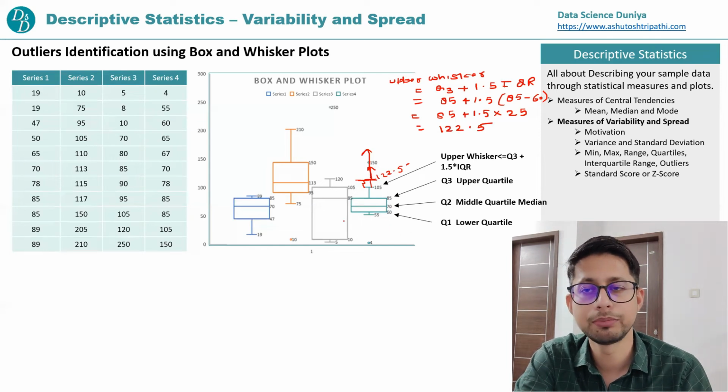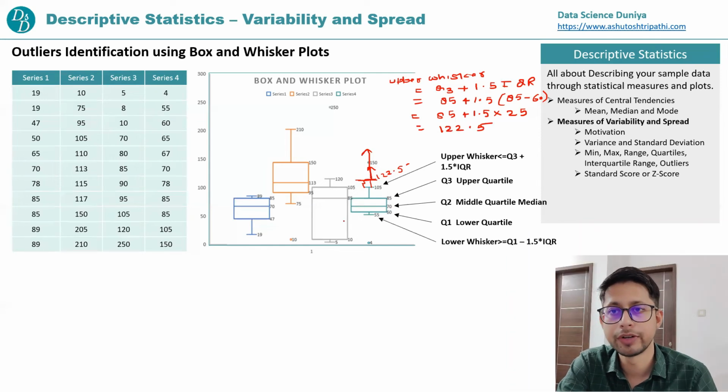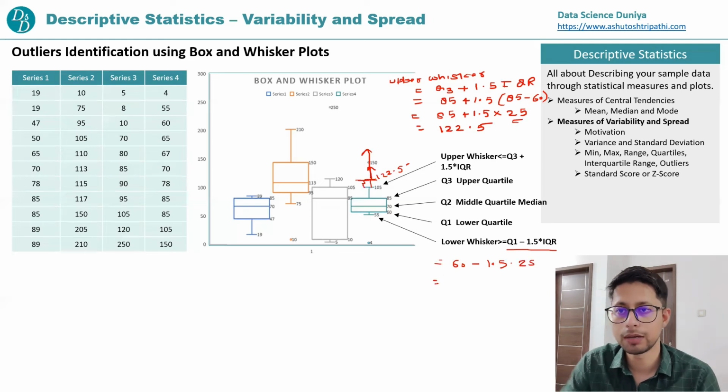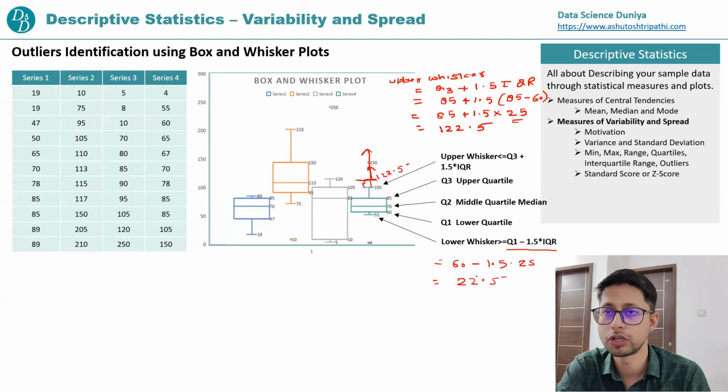Now let's focus on the below side. This 55 is the lower whisker. How do you calculate it? Q1 minus 1.5 times IQR. So let's calculate. What is Q1? Q1 is 60 minus 1.5 times IQR. IQR we have calculated, that is 25, right? So what will it come to? Let me calculate quickly. Okay, 22.5.